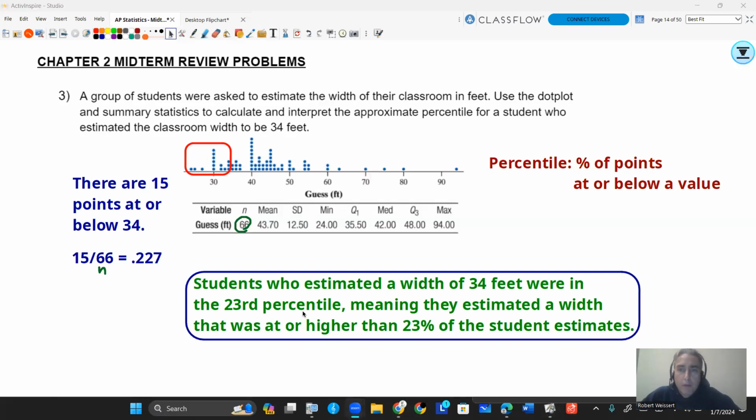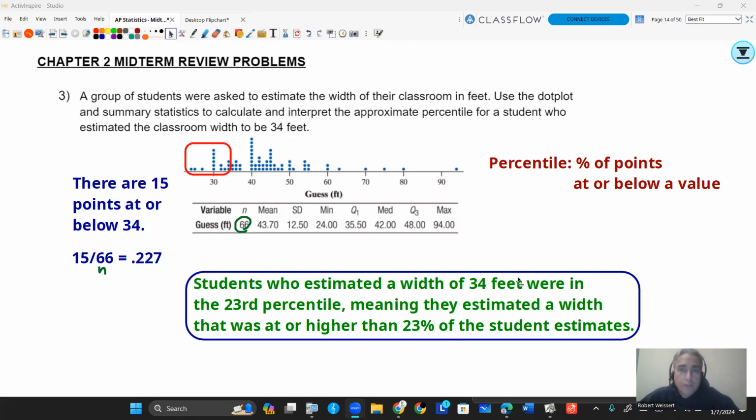Students who estimated a width of 34 feet were in the 23rd percentile. I just rounded up, meaning they estimated a width that was at or higher than 23% of the student estimates. Or another way to say it is 23% of the student estimates were at or below 34 feet.